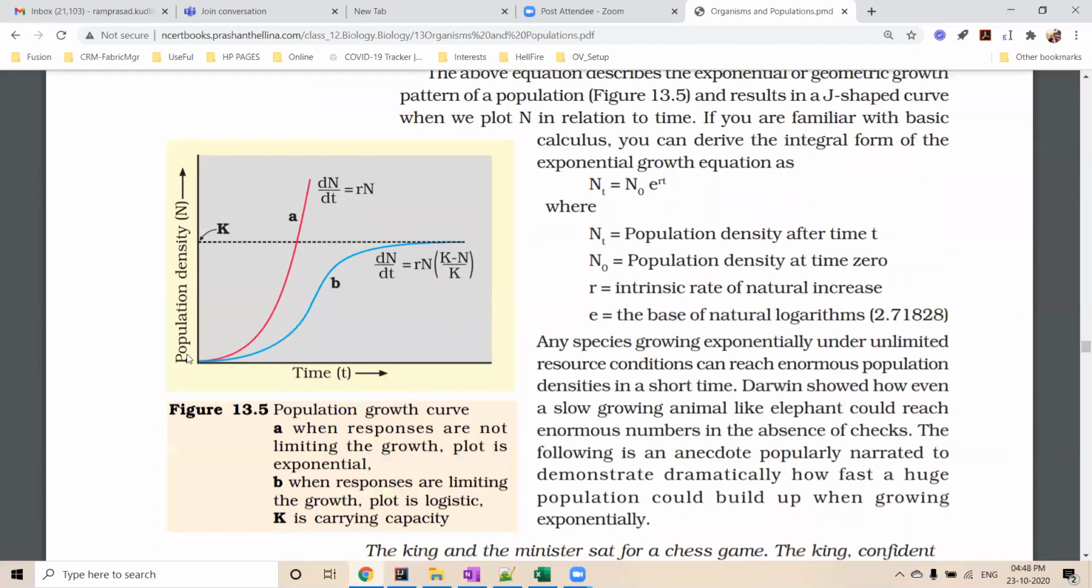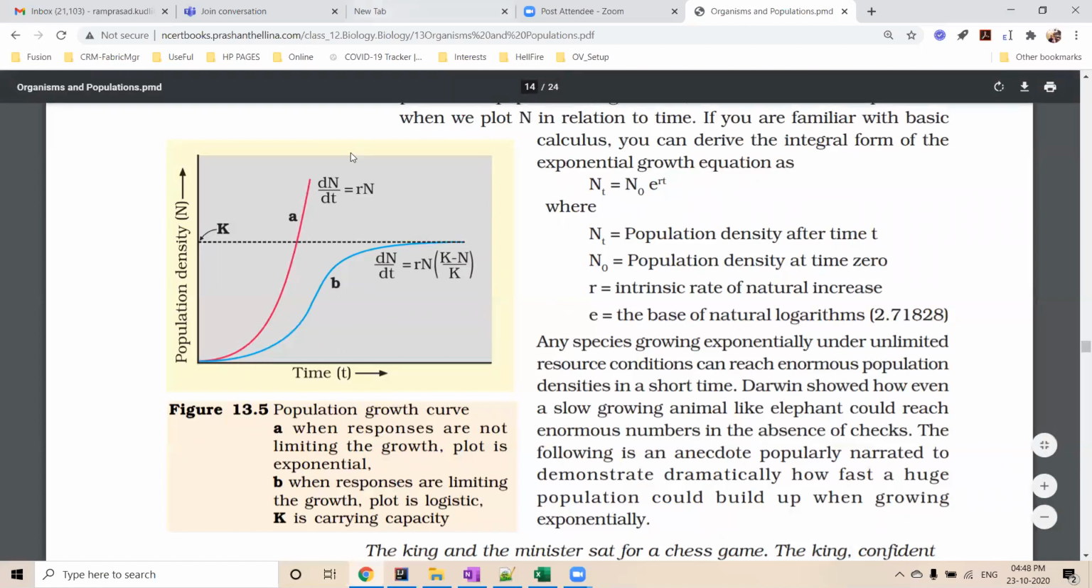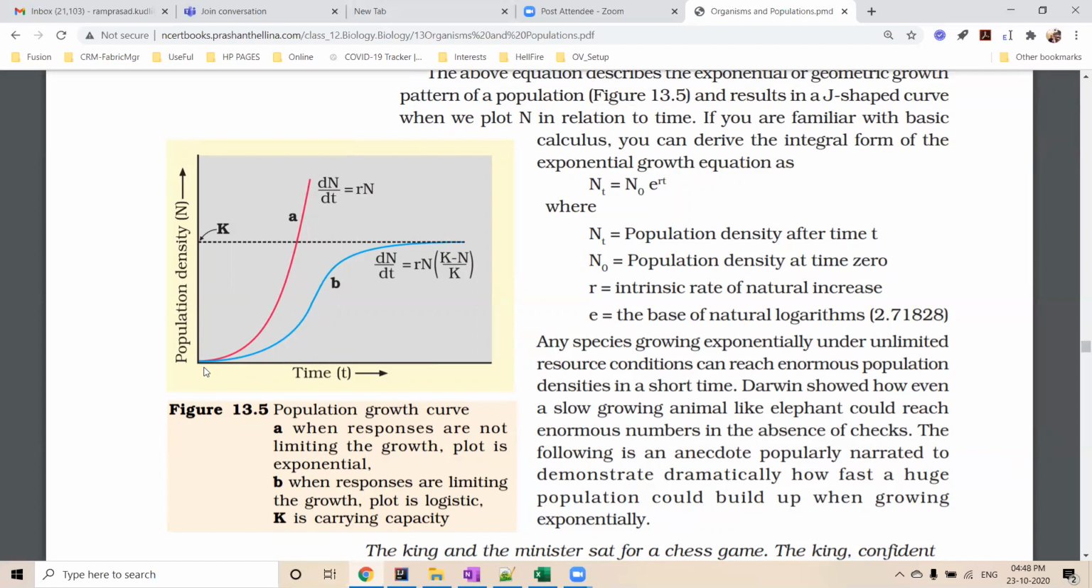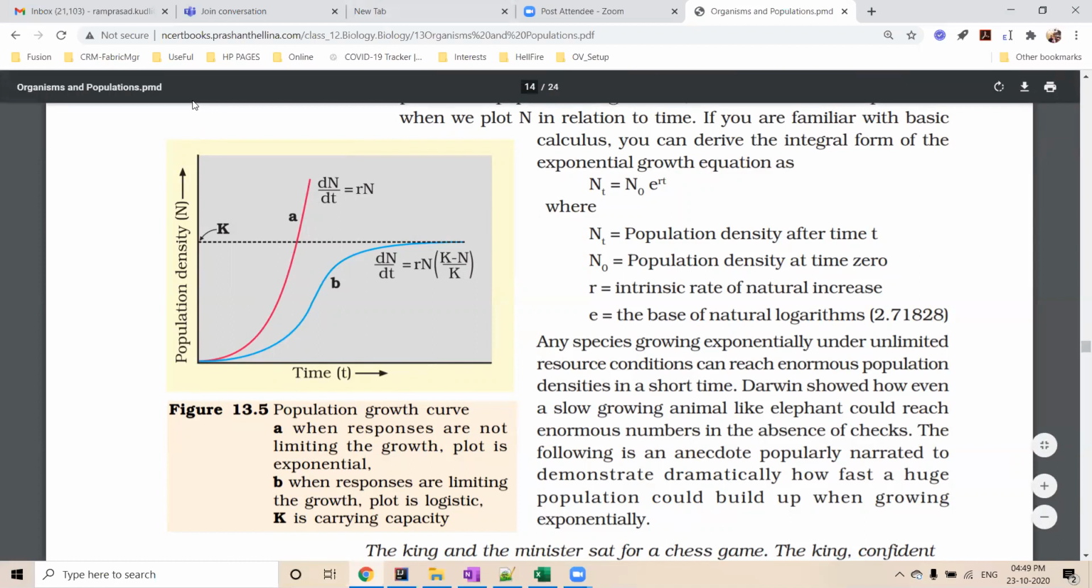If we observe the curve, we can see one pink colored J-shaped curve. This J-shaped curve shows the organism's growth is increasing exponentially. Why is the growth increasing exponentially? Because of the availability of resources. And time we are plotting on the x-axis and population density on the y-axis. So this looks like the letter J, therefore it is called a J-shaped curve. So exponential growth or the exponential curve is a J-shaped curve.